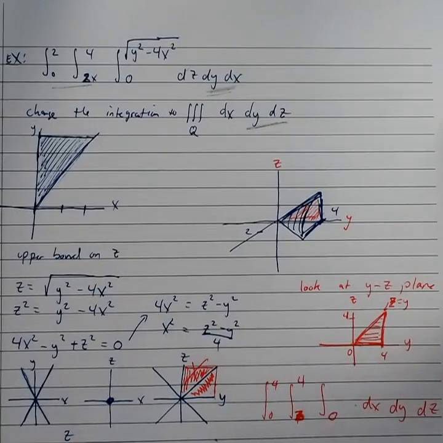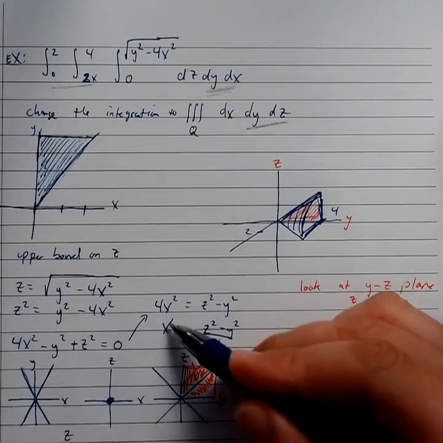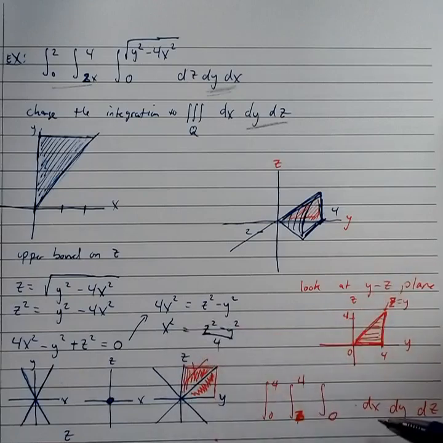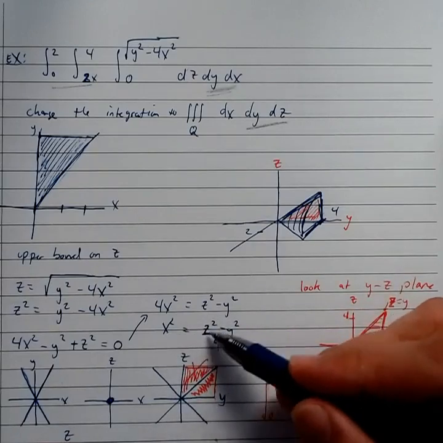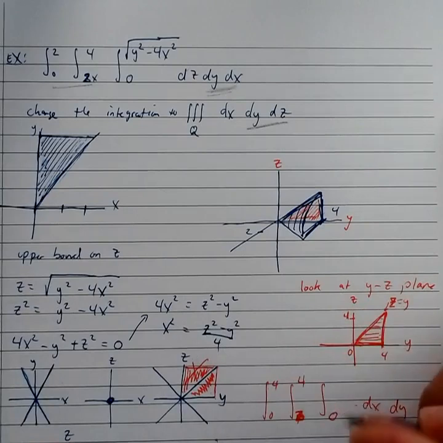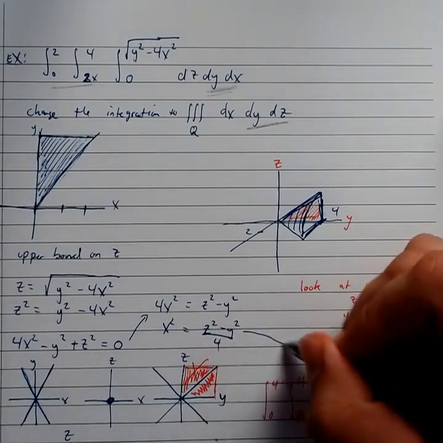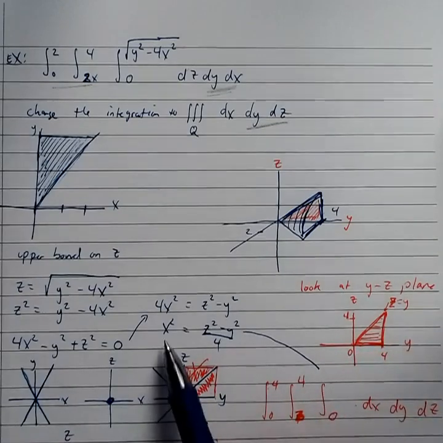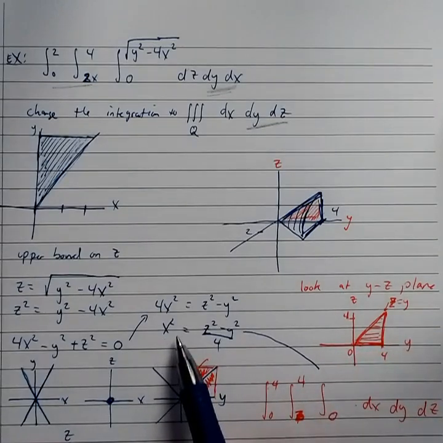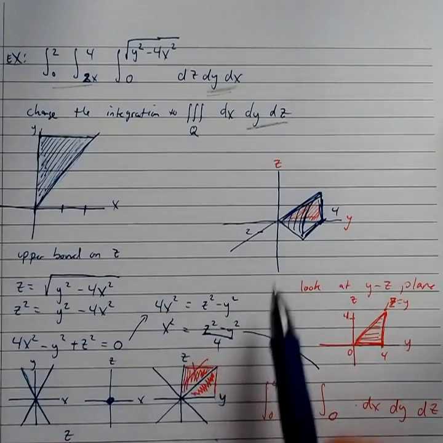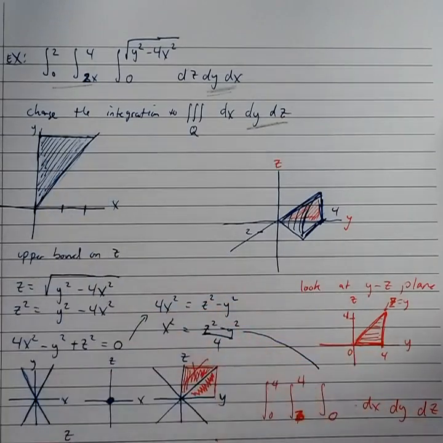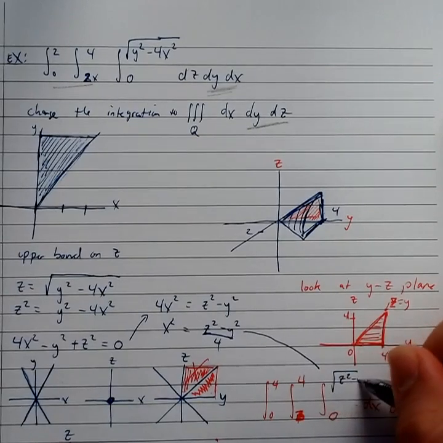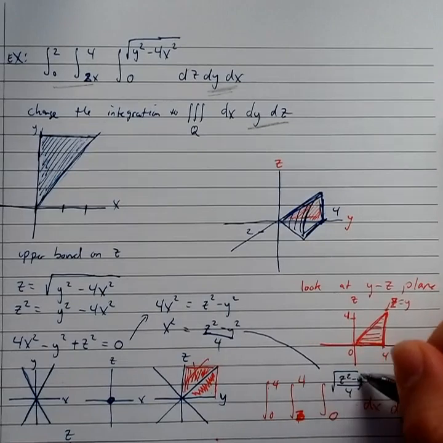Okay? And so here we have the square root of both sides, and that gives us that x is equal to the square root of z squared minus y squared over 4, and that must be our final bound. This could be plus or minus, but of course we don't want it to be minus because here we have everything in the first octant. So that's going to be the positive square root of z squared minus y squared over 4.